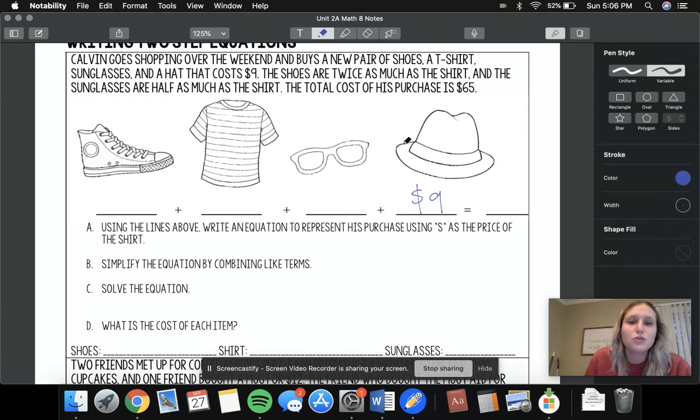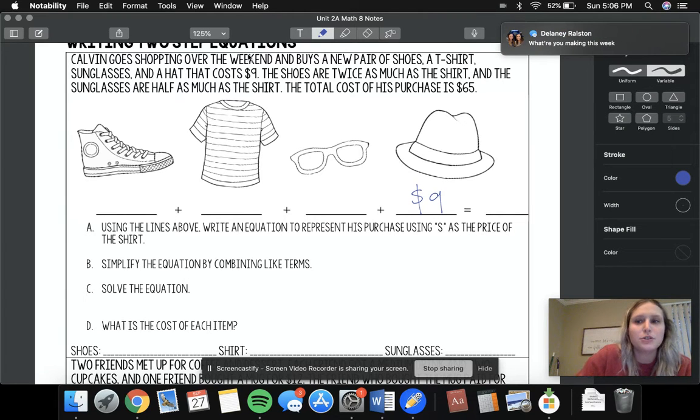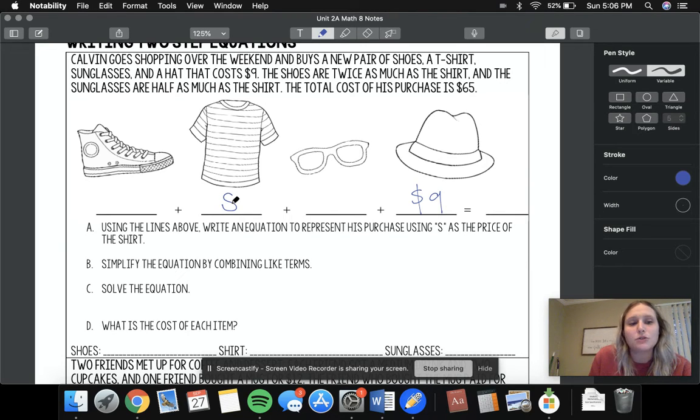It says the shoes are twice as much as the shirt. So if we knew the shirt, we don't know the shirt, but if we knew the shirt, we could figure out the shoes. Okay, so I'm going to put S for the shirt because I don't know that. But I do know the shoes are twice as much, so I'm going to put two S's, two shirts. Then it says that the sunglasses are half as much as the shirt. So if we can figure out the shirt, we can cut it in half to find the sunglasses. So we're just going to put half of S. And then it says that the total cost of the purchase is $65. So I know that the answer is equal to $65.